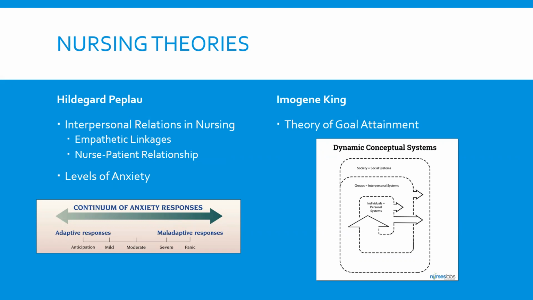So if something changes within society, that's going to affect how groups work. That's going to affect how the individual feels. If the individual takes an action, that can affect how the groups interact, and so on and so forth. So this theory basically focused on the cause and effect of different actions and how we can modify those actions to be good for the individual, good for the interpersonal system, and good for the social system.